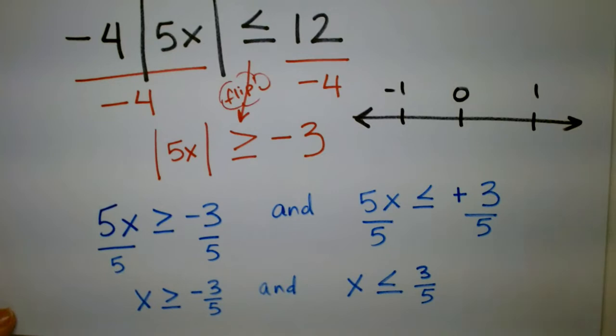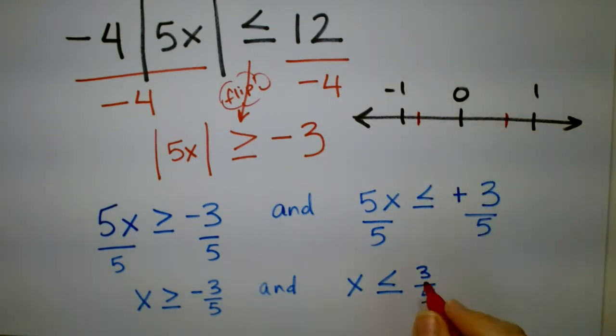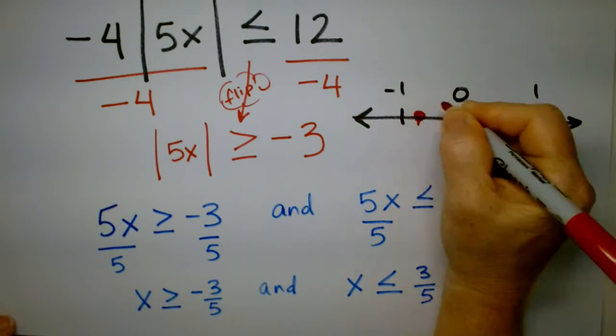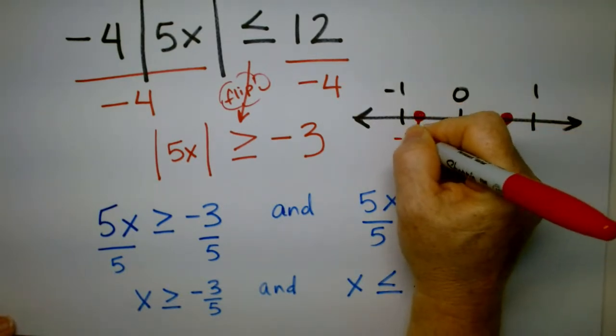Okay, and so we're going to find 3/5, which is, let's say it's about here, and negative 3/5, which is there. Because it's equal to, I'm going to color it in. Okay, so this is positive 3 over 5. This is negative 3 over 5.